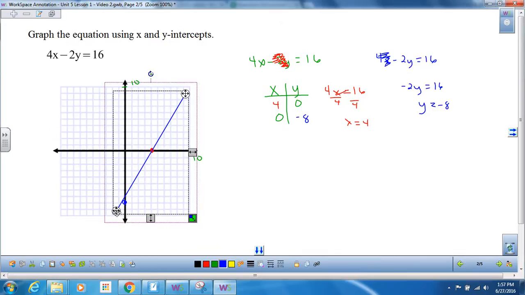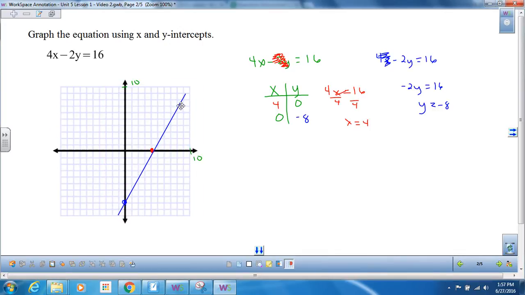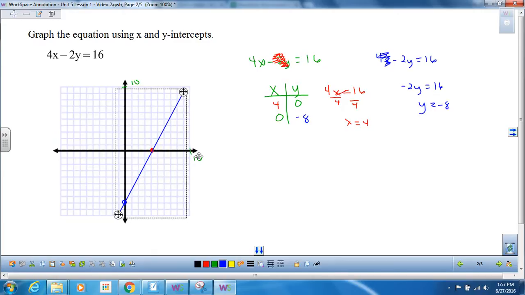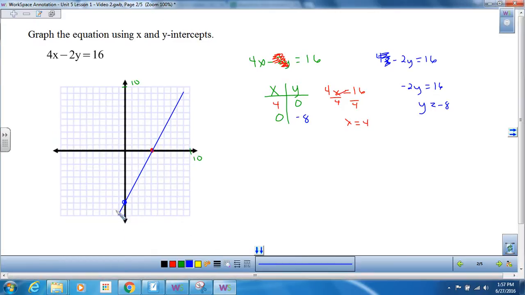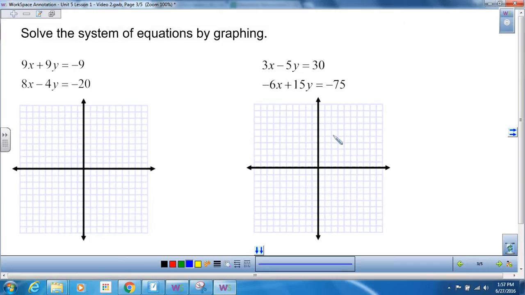Okay, so when I solve systems, I will have two equations, and I'm still going to be looking for where they intersect. But this was just to review how to graph them in standard form. Okay, so both of these are in standard form, so you need to find x and y intercepts of both equations.